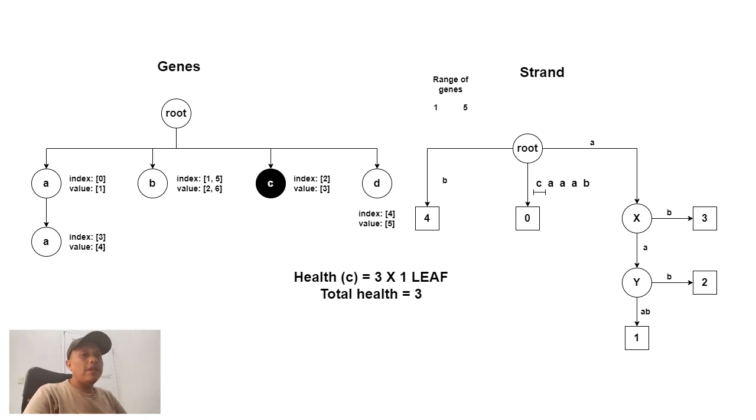Is the character C found in the trie of genes? Yes, it is. Next, we calculate the health for C. C has an index of 2 in the genes. First, we check if this index falls within the range of the strand's first and last index. Yes, it does. What's the value of C? The value is 3. We then check the number of leaves on the current edge. The number of leaves is 1, so we multiply 3 by 1, resulting in a health value of 3. After finding and calculating the health for gene C, the strand's current health is 3.